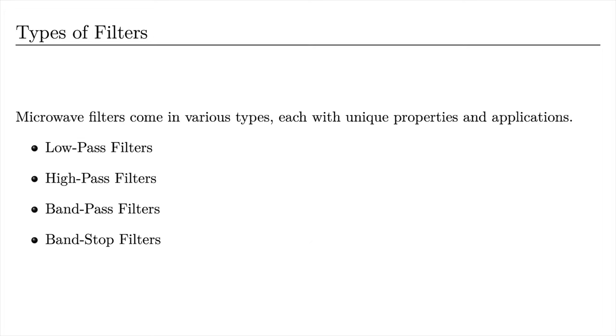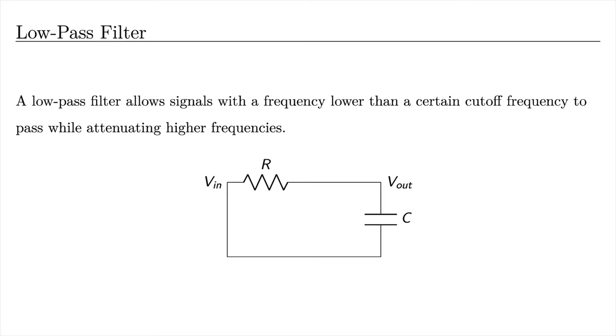There are several types of microwave filters, each with unique properties and applications: low-pass filters, high-pass filters, bandpass filters, and bandstop filters. A low-pass filter passes signals below a certain cutoff frequency, attenuating higher frequencies. Here's a basic low-pass filter circuit with resistor R and capacitor C, allowing lower frequencies to pass through.